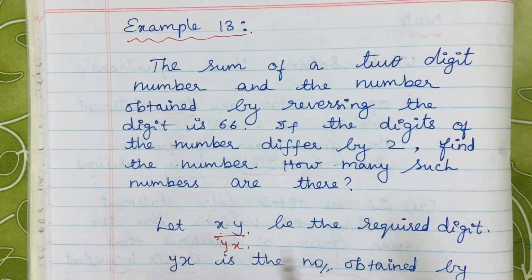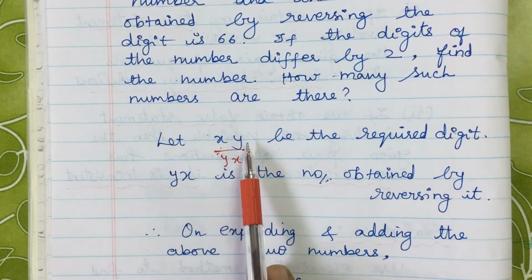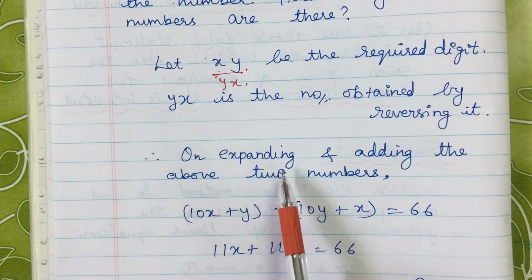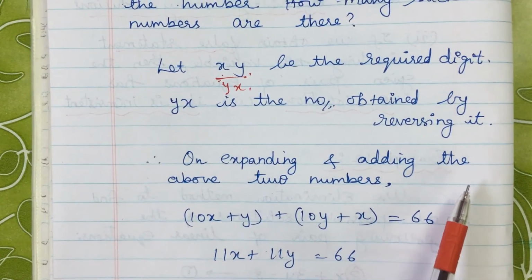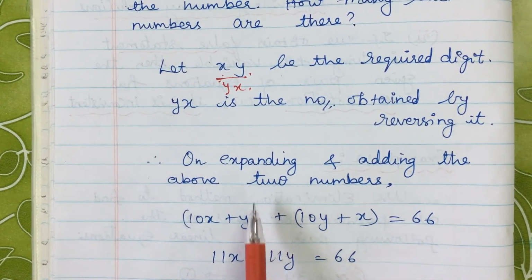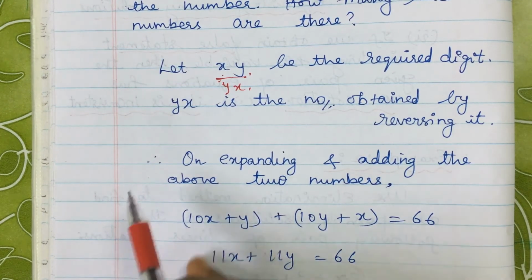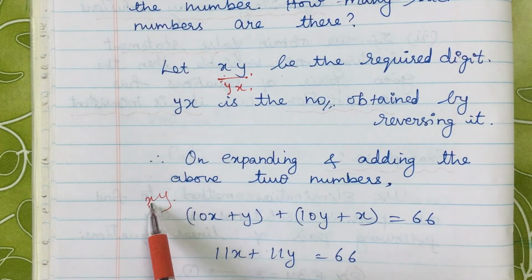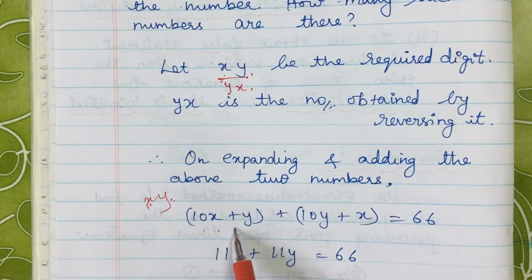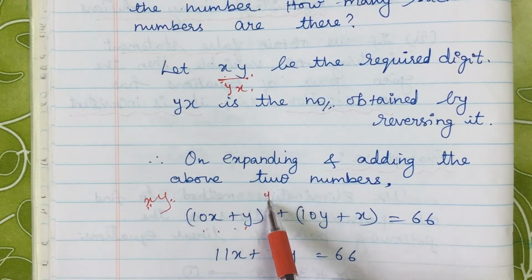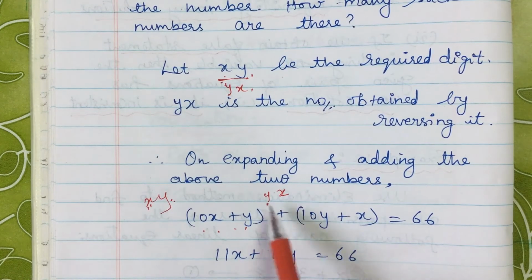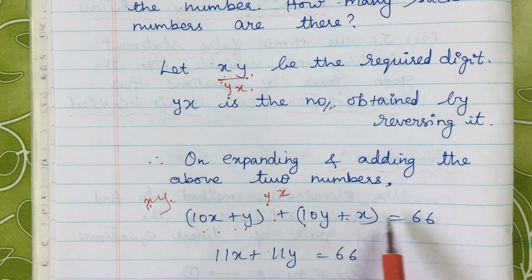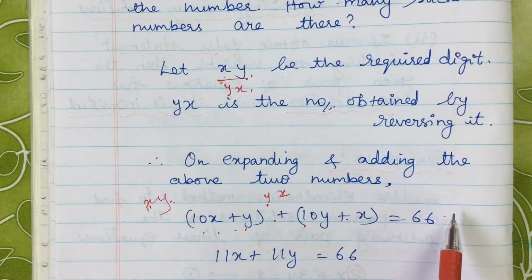Okay. So already I told you, we have assumed the number as xy. On reversing the number, you will get yx. On expanding and adding, you will get the actual value of that number. So xy means x is in the tens place, y is in the ones place. So multiply your x by 10, multiply your y by 1. So 10x plus y, plus yx. Again, here y is in your tens place, so 10y, plus this is your ones place, so I am simply writing it as x. It should be equal to 66. It is the given statement over there.